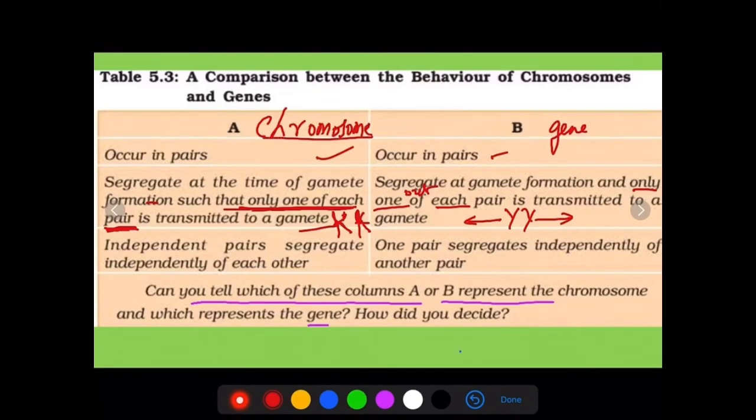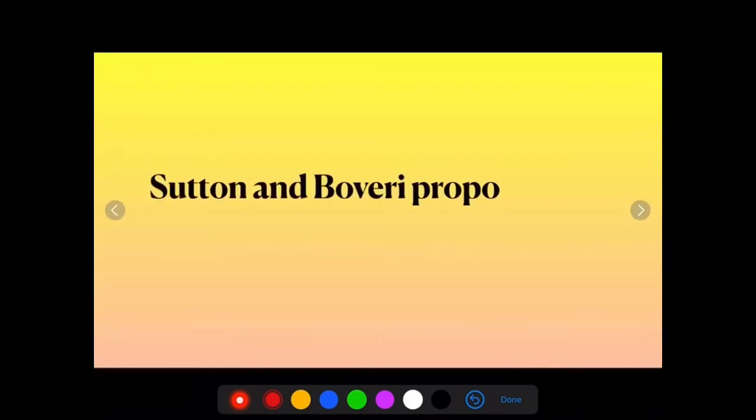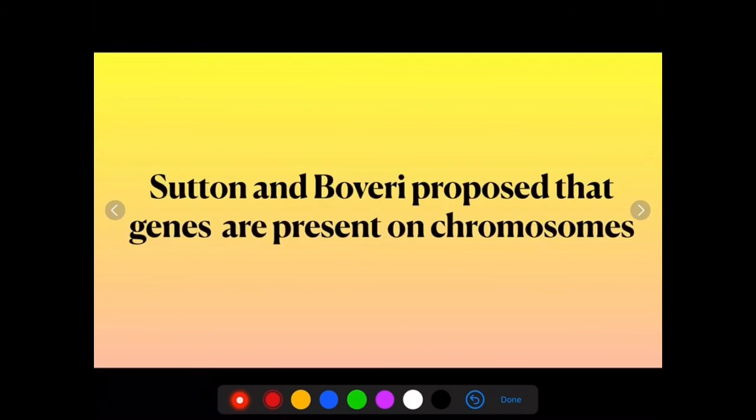So the behavior is parallel. Segregation takes place, then independent pairs segregate independently of each other. Again, they are referring to the pair of chromosomes, and here one pair segregates independently of the other pair. This is in case of the dihybrid, that if it is like this, one pair segregates independent of the other pair. So the conclusion of this comparison was what Sutton and Boveri proposed: that genes are present on chromosomes.